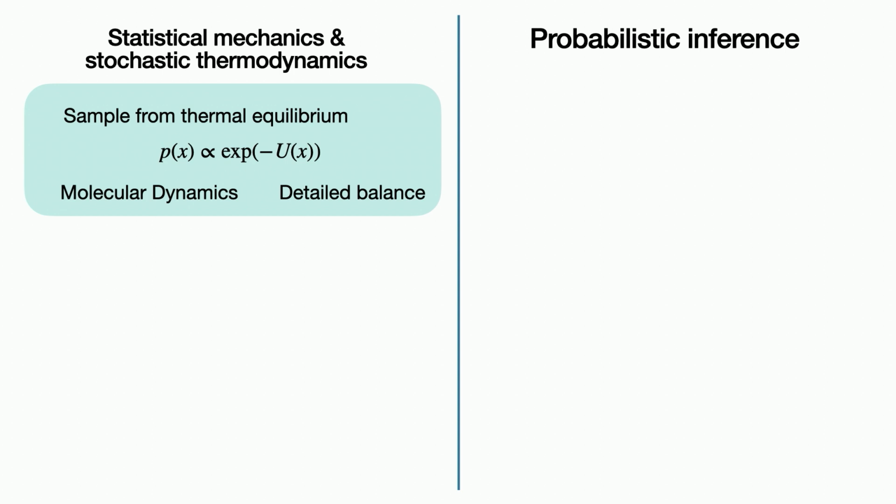what people usually do is run molecular dynamics, like second order or underdamped Langevin dynamics, with very small time steps, or you can use detailed balance to sample from the invariant distribution. Okay, but that's not what I'm going to talk about today. As I said, I want to talk about things that are out of equilibrium.